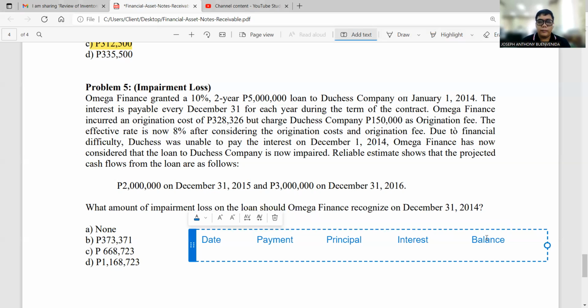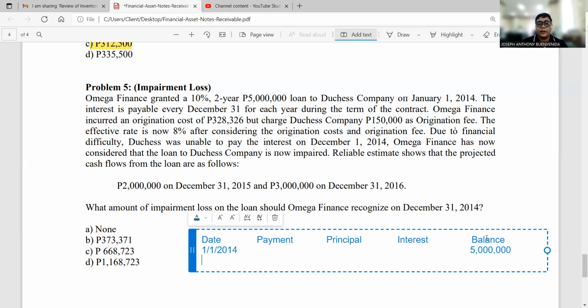So on January 1, 2014, no? So wala pa na siya. Okay, saan ang next nga payment? Next nga payment is every December 31. So after 1 year, no? So wala pa di. So ang balance in January 1 is 5 million, no? Next.